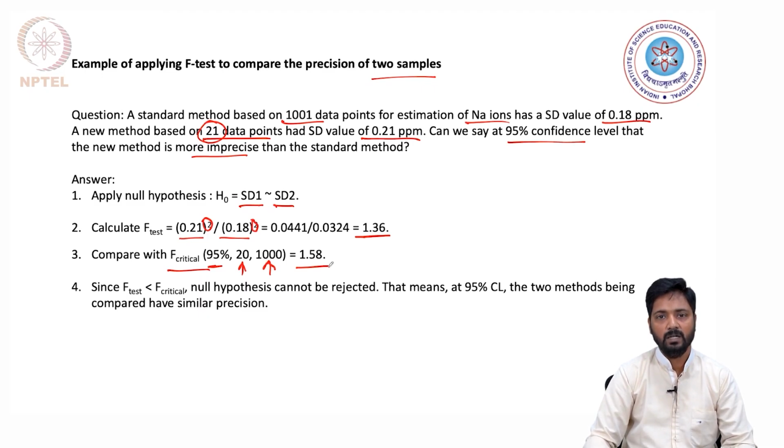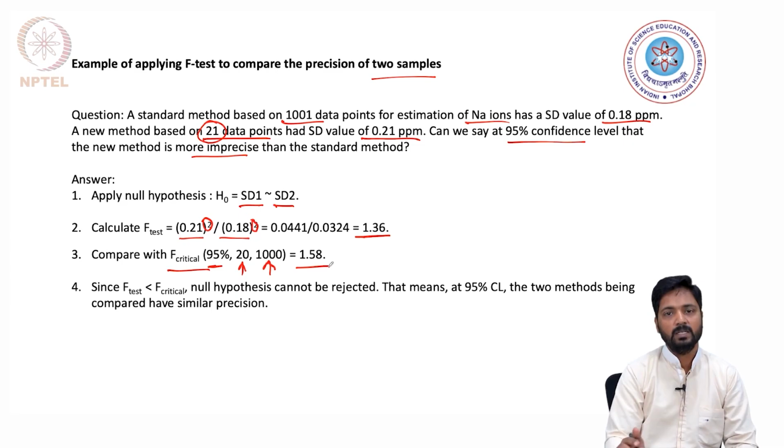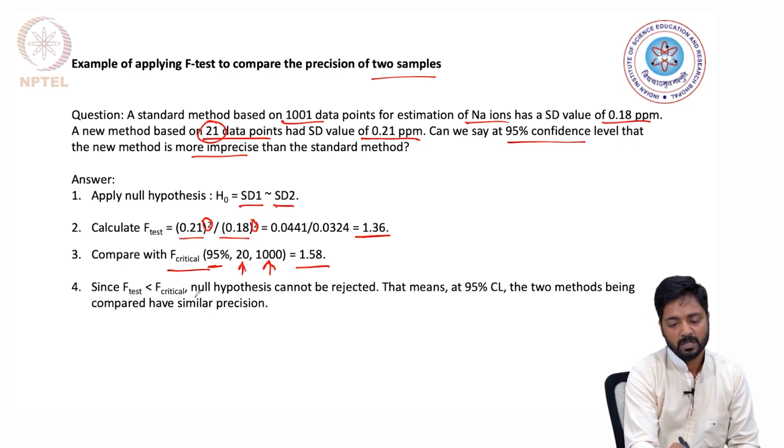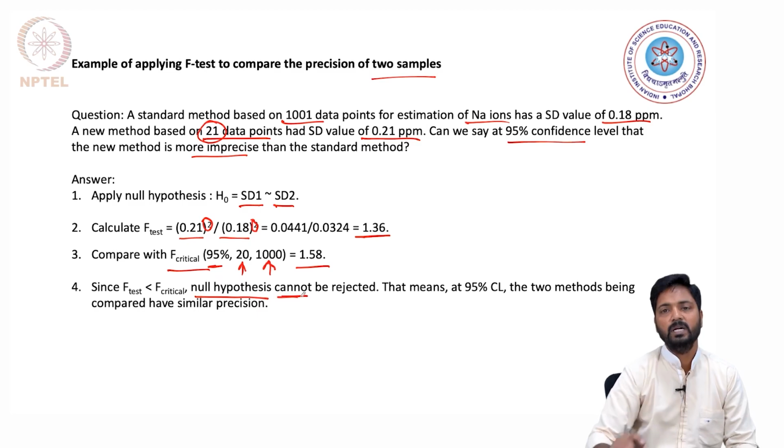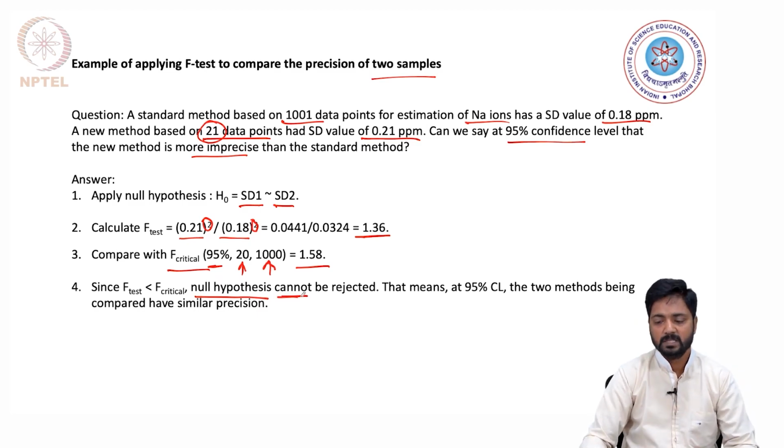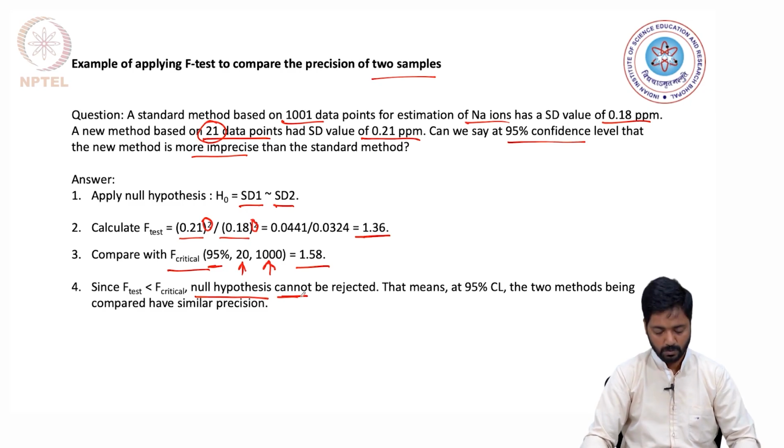When we insert this value here and compare the F critical value with the F test value, what we obtain is the test statistic is less than the critical statistics. So what we can say is that under these conditions, the null hypothesis cannot be rejected. That means at 95% confidence level, the two methods being compared have similar precision. So we see how the F test is being applied in comparing the two different methods or samples.